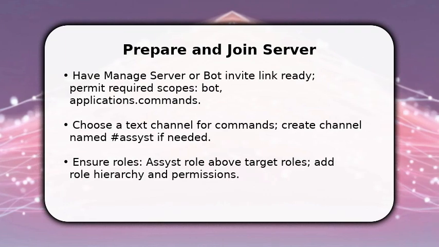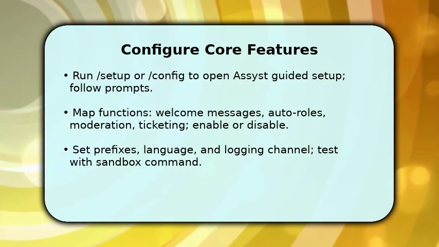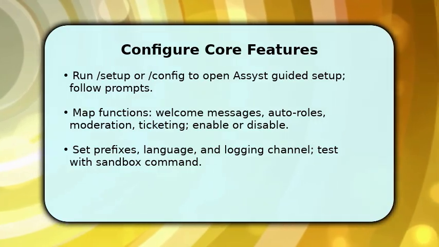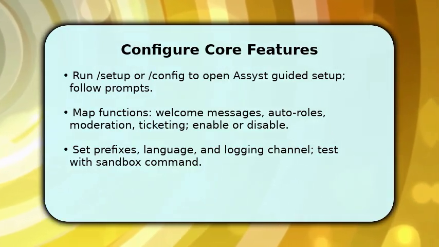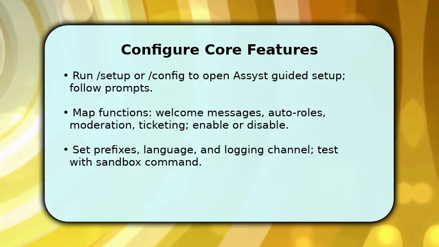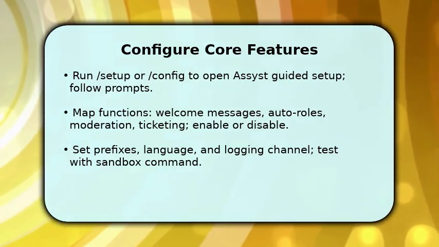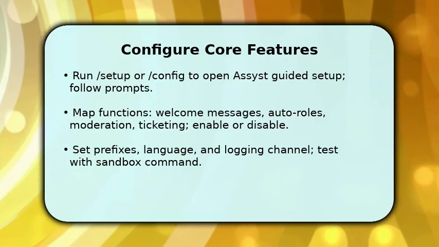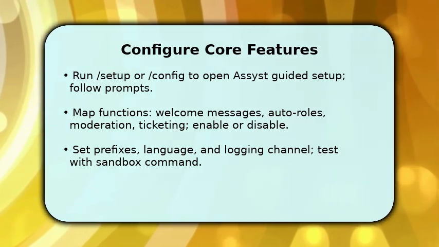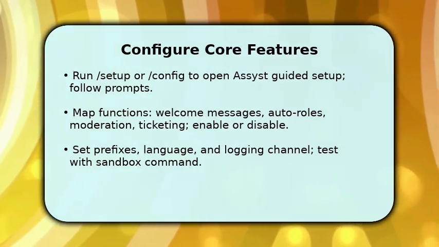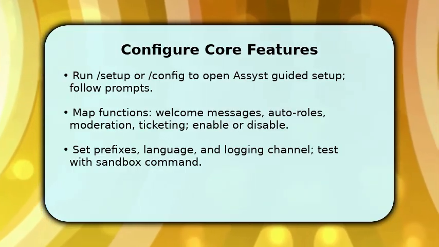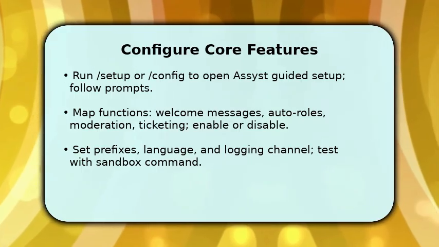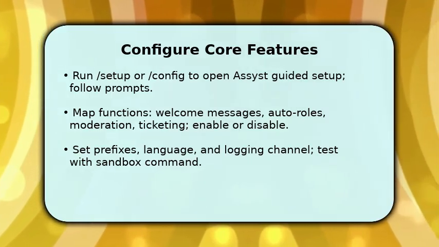You now configure the bot using its /setup or /config flow. Follow each prompt to map welcome messages, auto role assignment, moderation tools, and ticketing. Once you enable a feature, assign channels and specify templates for messages so auto messages are coherent. Make sure logging is set to a private mod channel and set the command prefix if needed. After saving, run the sandbox or test commands to exercise each enabled feature so you can spot misconfiguration.